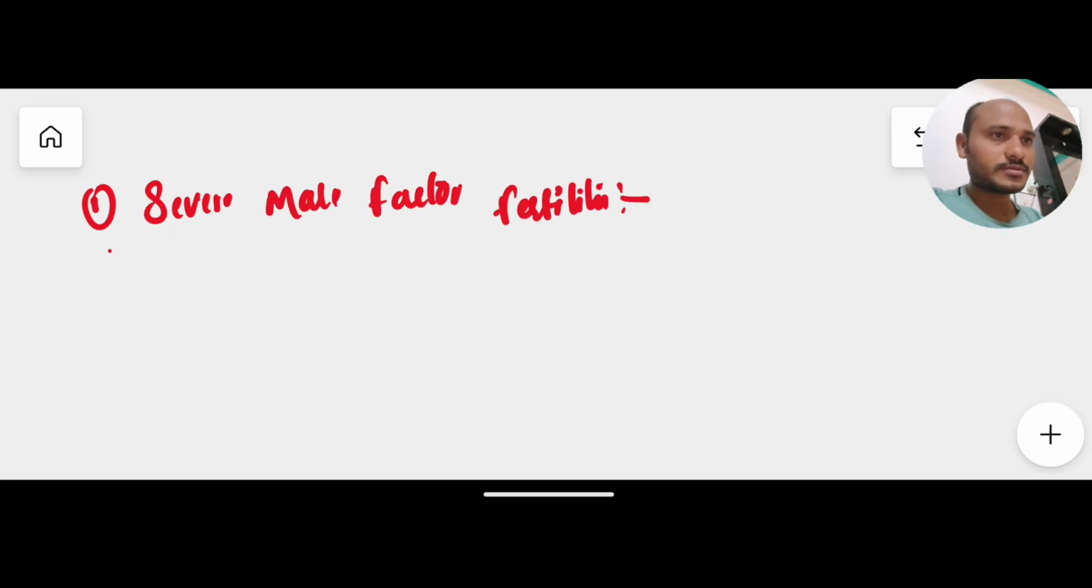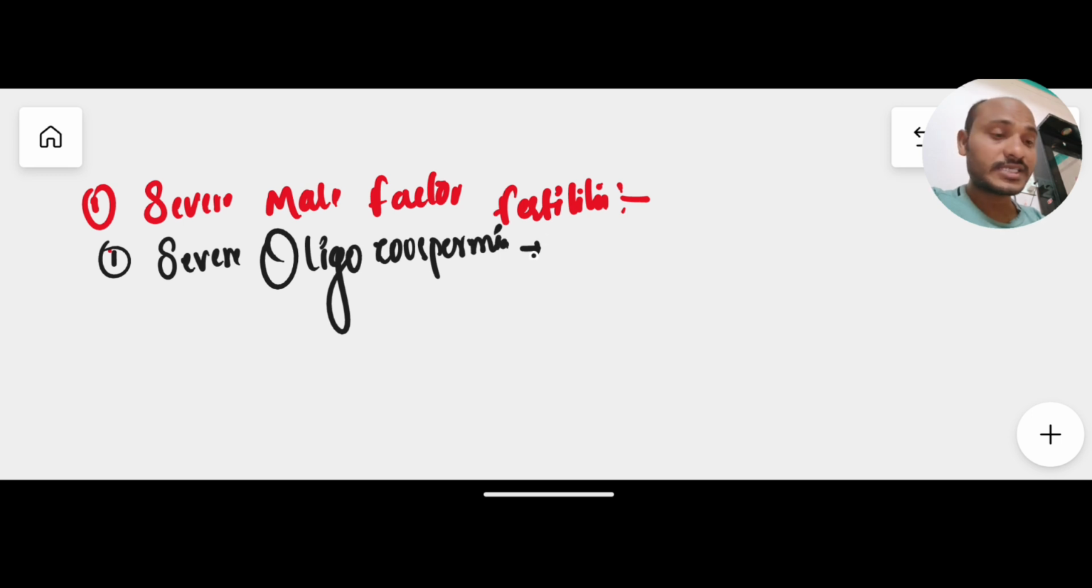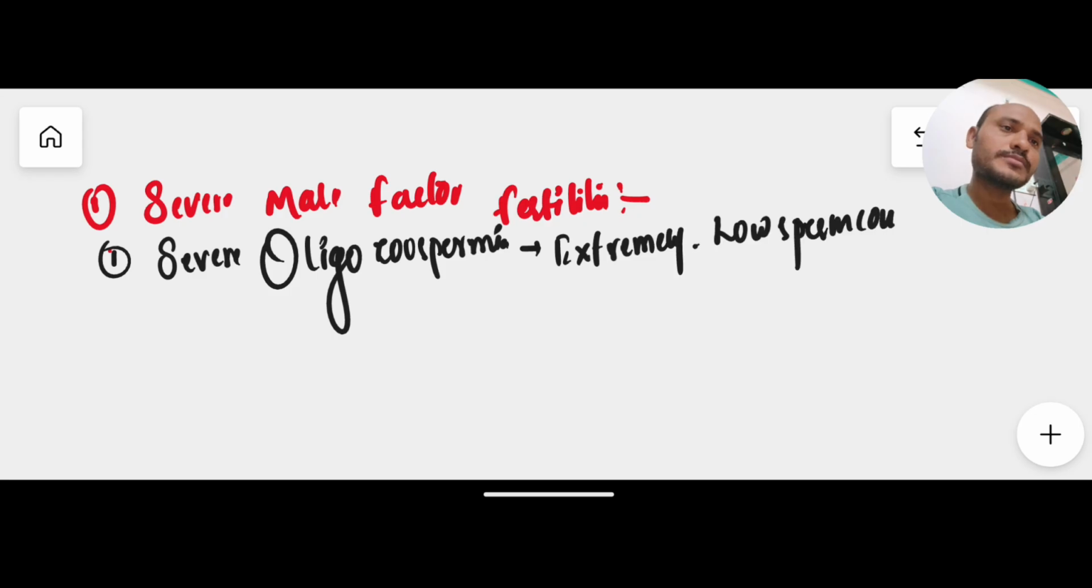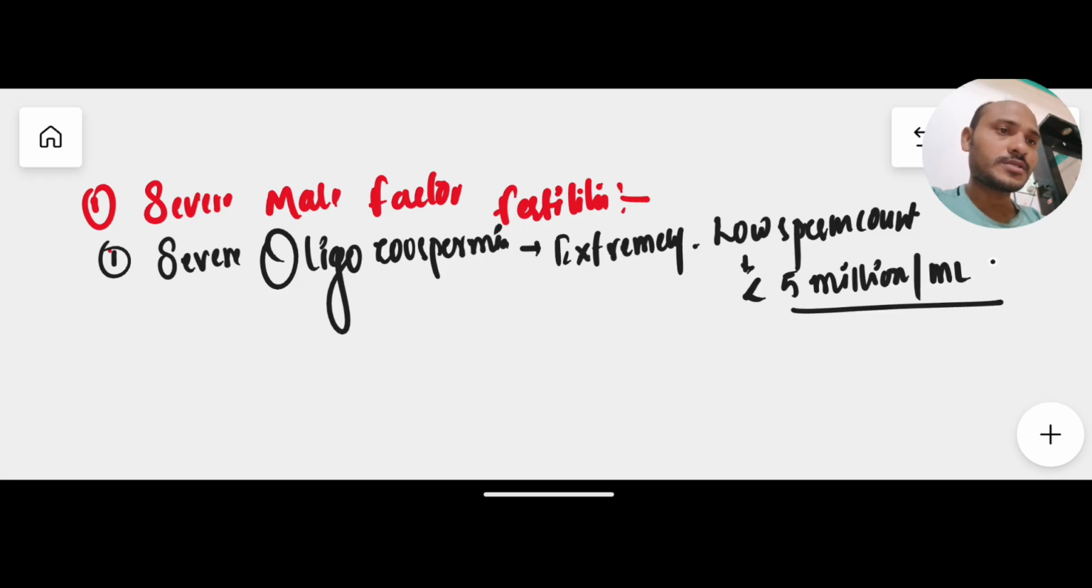There are a few factors which make the male condition severe, and those factors are like severe oligospermia. It means extremely low sperm count. Here low sperm count means less than 5 million sperm per milliliter. So less than 5 million sperm per milliliter is an extremely low sperm count. Such a condition is called oligospermia, one of the severe male factor infertility conditions.